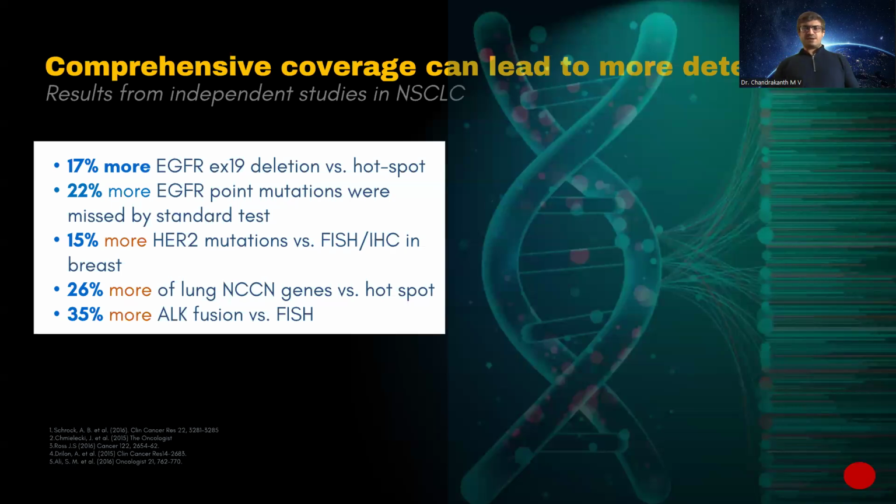Right. What is the advantage of a CGP over the other, either a single gene or a hotspot? There is a 17% more chance of picking up an exon 19 EGFR, 22% more chance of picking up an EGFR point mutation like an L858R, 15% more chance of HER2, 26% more chance of NCCN genes versus hotspot, and 35% more chance of ALK fusion versus a FISH. So therefore, not only do I find uncommon mutations, but I also find common mutations at a greater frequency.